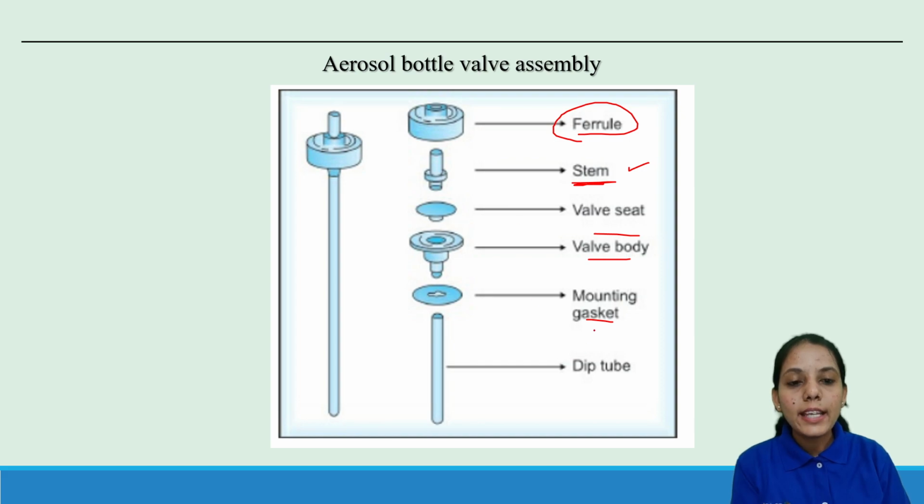So remember, gasket, it is made up of buna and neoprene rubber. Dip tube, it is made up of polyethylene or polypropylene.